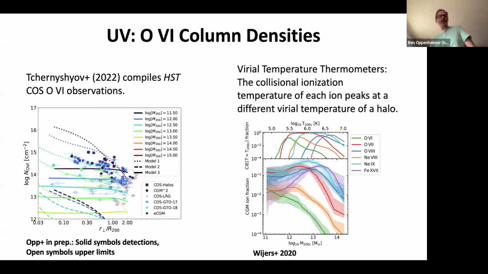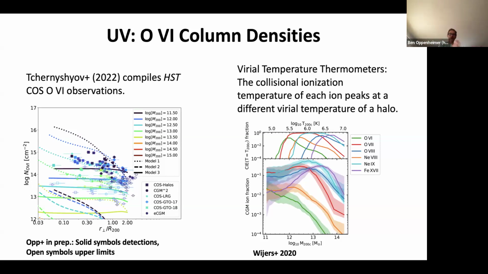So I'm at 227. I'm going to touch on UV oxygen 6 column densities compared to the CGM squared and all the compilations from Chernyshiev. And it's a complicated plot. I wanted to model oxygen 6 because, from simulations, I'm inspired by this model, and so is Nastasia Weiters, who's here. It's inspired by this virial temperature thermometer model, where the collisional ionization temperature of each ion peaks at the virial temperature of different halos.